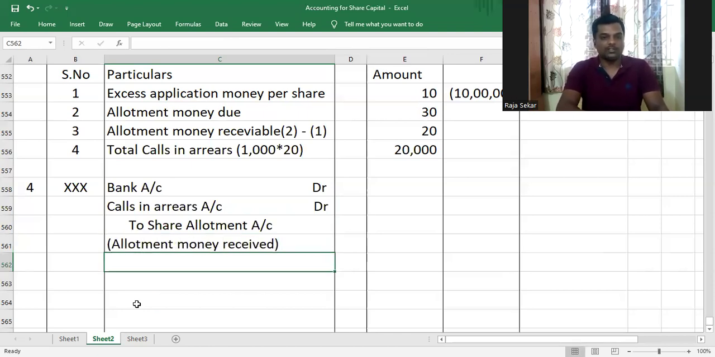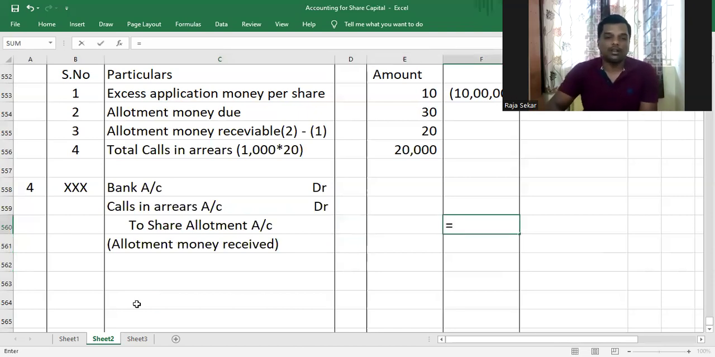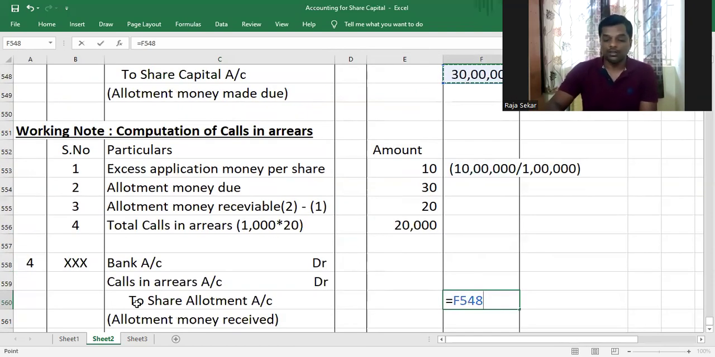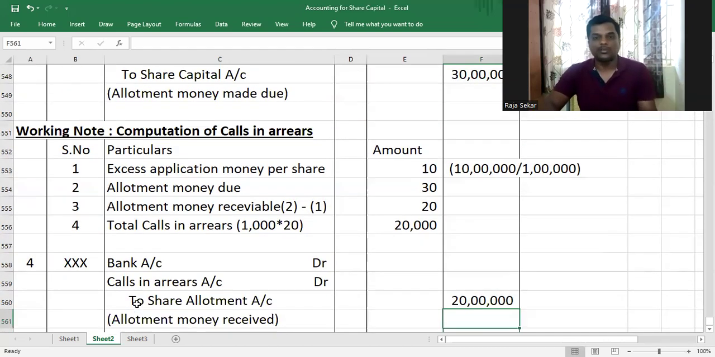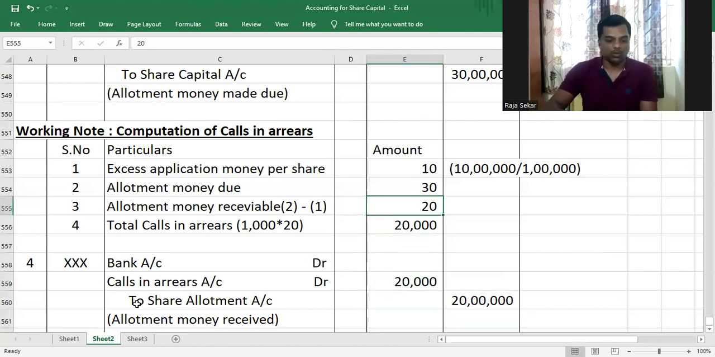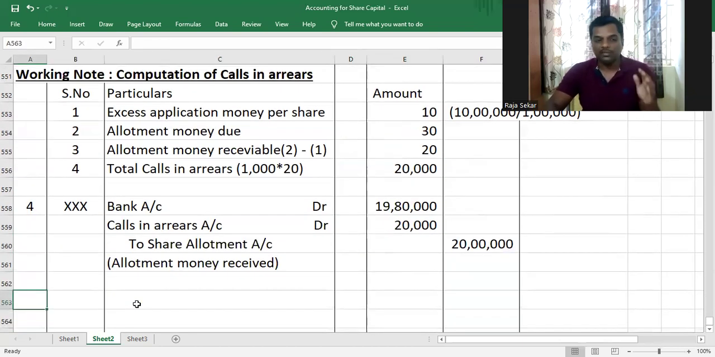Allotment money received. Now, what is the total amount to be credited to share allotment account, my dear children? It is 30 lakh minus the amount already credited in the second journal entry, that is the excess application money, 10 lakh. So it is 20 lakhs. And the amount to be debited to calls in arrears has been found out by us in this working note, which is 20,000. And therefore, the amount received in the bank would be 20 lakh minus 20,000, 19 lakh 80,000. We'll always keep bank as a balancing figure whenever calls in advance or calls in arrears is involved. Am I right, my dear children? So that's what we have done.